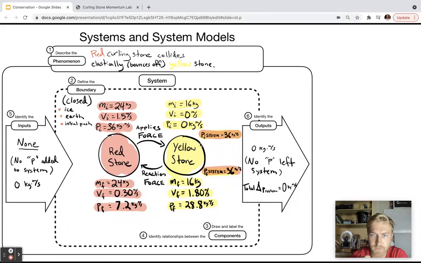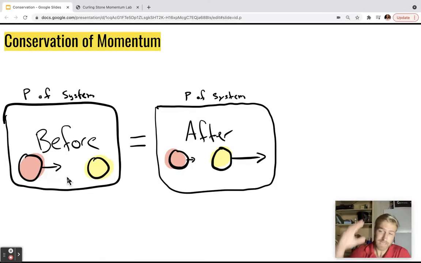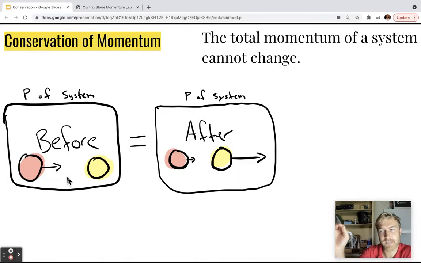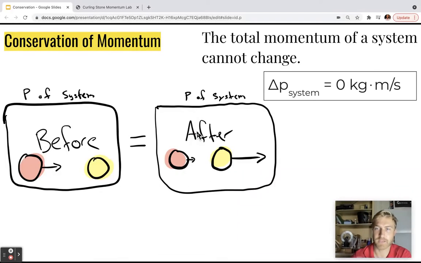So this is us all filled out here. Notice in orange here, we have the initial momentum of the system, 36. The final momentum of the system, also 36. There was no change when we created the boundaries of the system. Kind of interesting. That is a big idea in physics called the conservation of momentum. And that states that the total momentum of a system cannot change. The total momentum of the system before the collision will equal the total momentum of the system after. The change in momentum for the system will always be 0 kilograms meters per second.